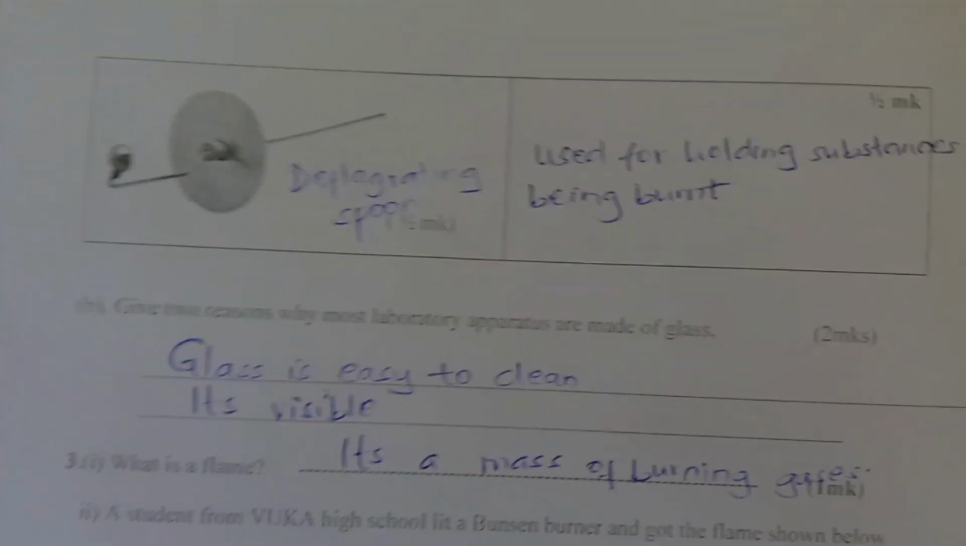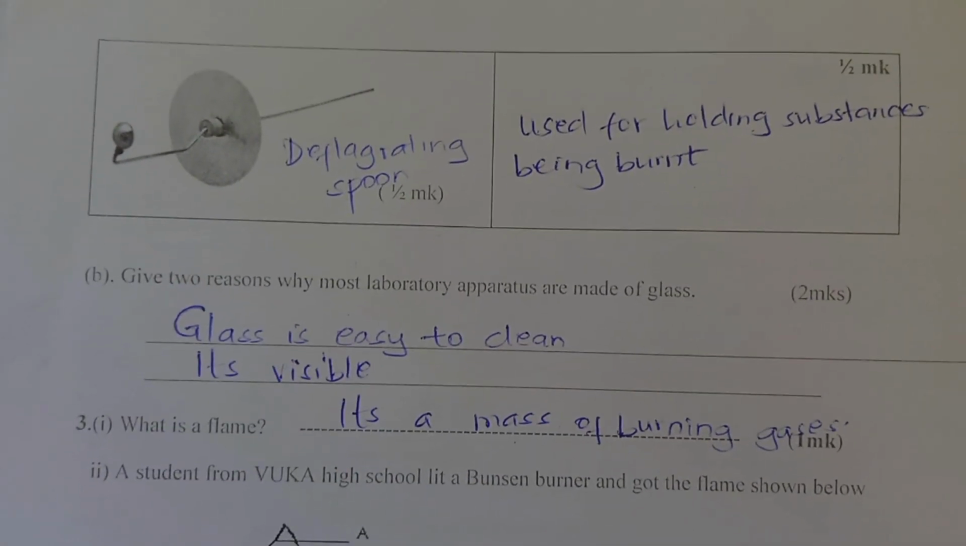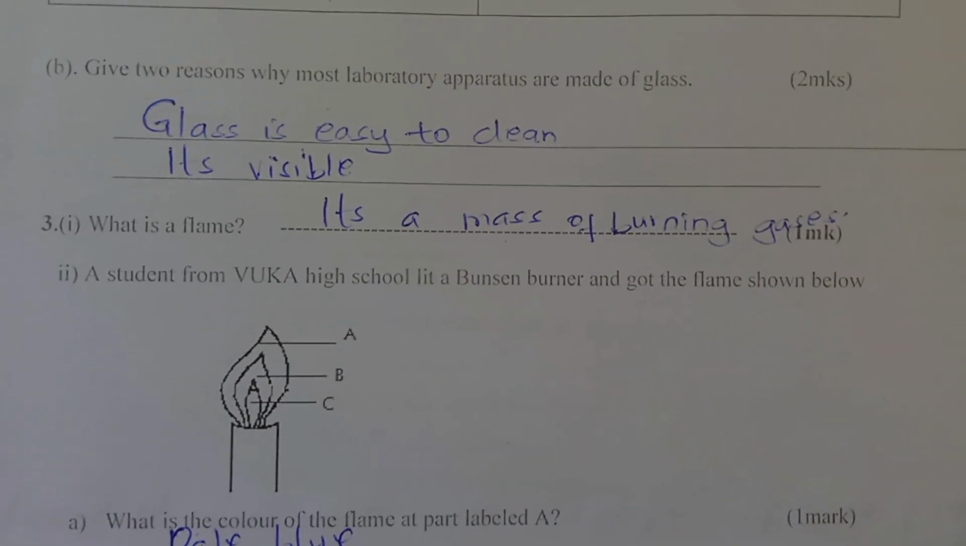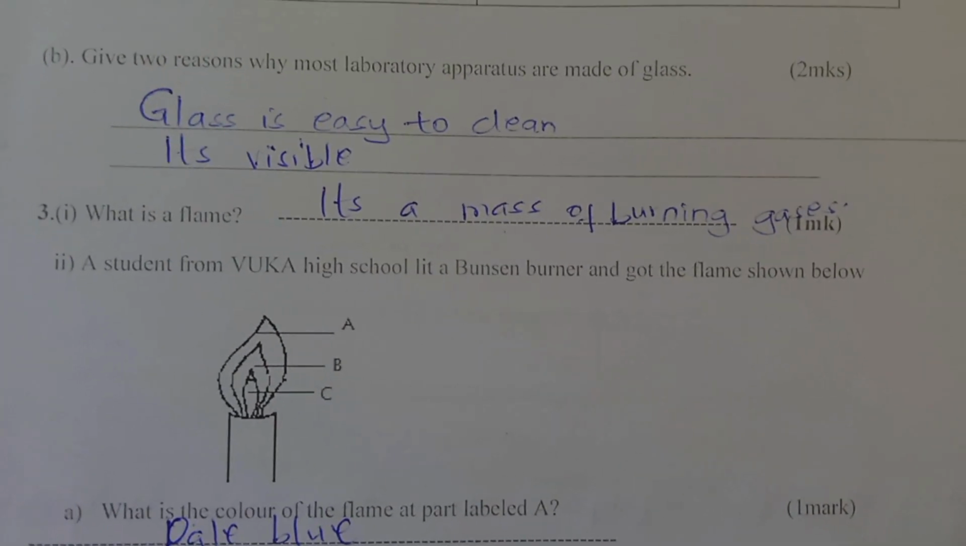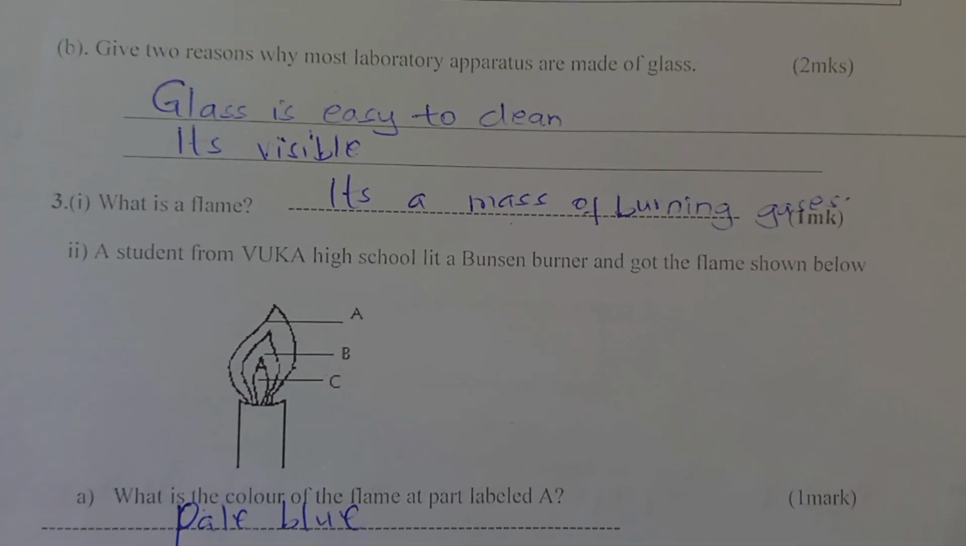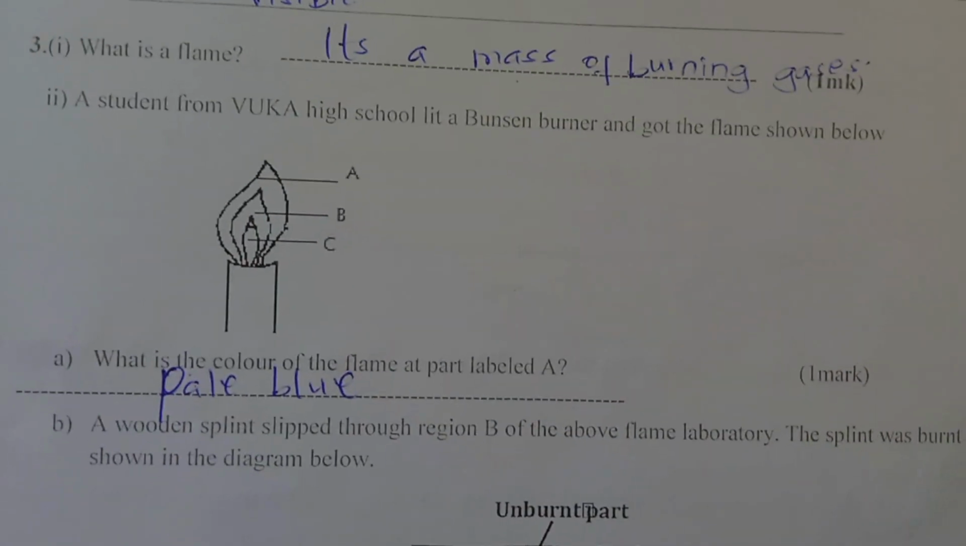The next apparatus there is a deflagrating spoon. It is used for holding substances being burnt in the lab. Give two reasons why most laboratory apparatus are made of glass. One, glass is easy to clean. Again, glass is transparent and it does not react with chemicals.